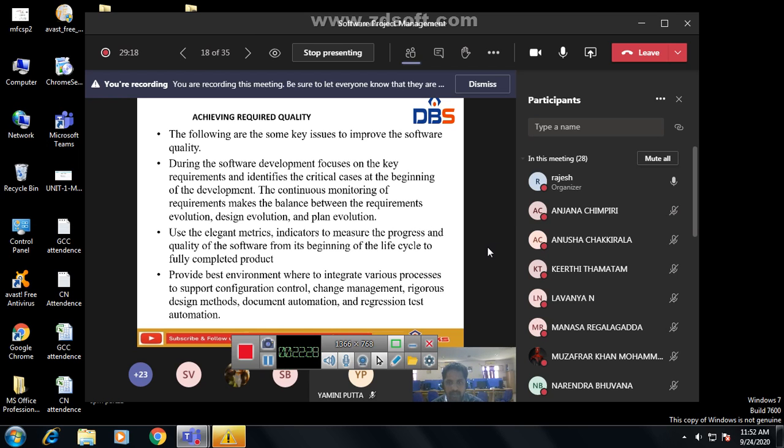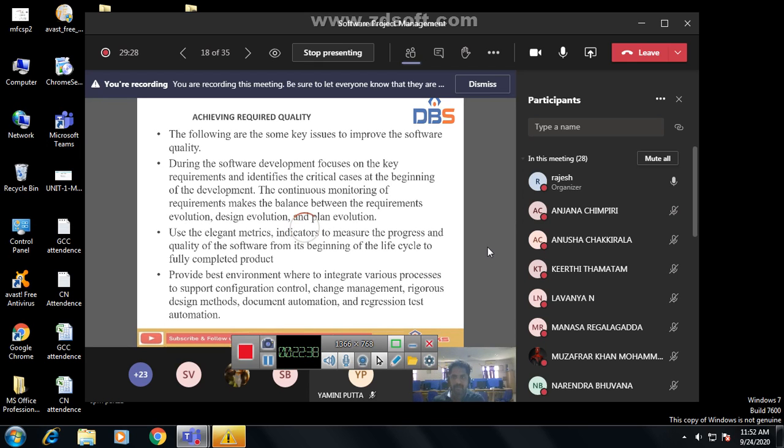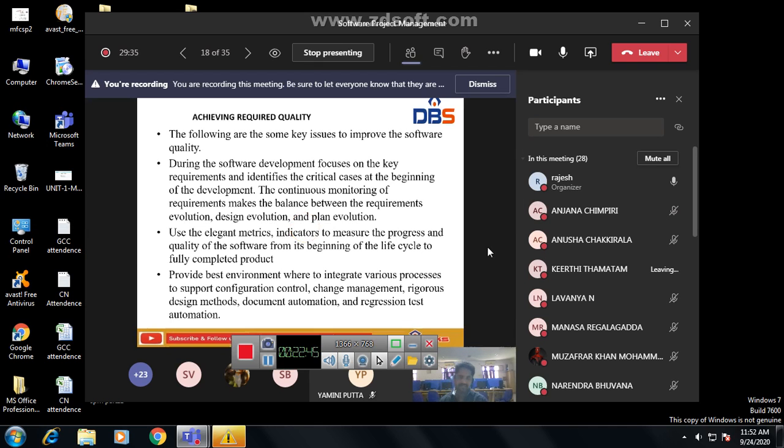The continuous monitoring of requirements makes the balance between requirements evolution, design evolution and planning evolution. So continuously we have to monitor, balancing the requirement evolution, design evolution and plan. So while these three works are going on, we have to monitor for balancing. So whichever requirements we take, how is their design evolution, how are we planning, everything will be monitored.